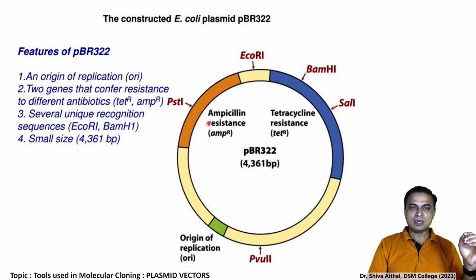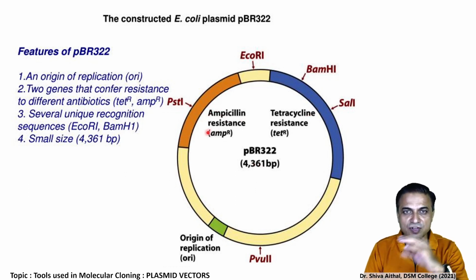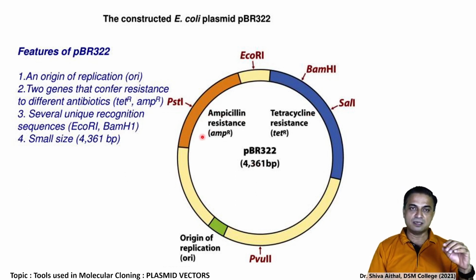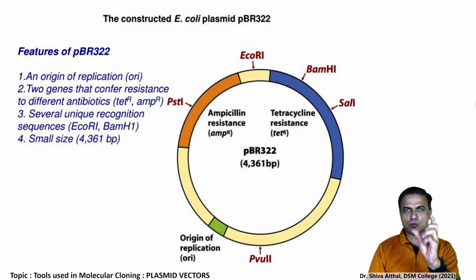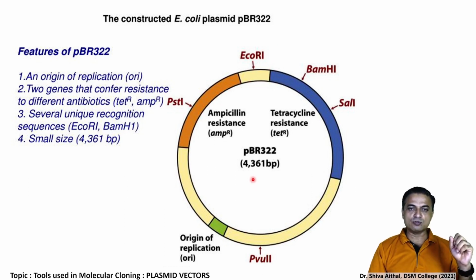And there is one more cleavage site present in the ampicillin resistance gene, which can be cleaved by the restriction endonuclease PstI. So there are several unique recognition sequences also. One is EcoRI, the other is PvuII, and so on and so forth. It is a small vector made up of 4361 base pairs, which is around 4.36 kilobases.